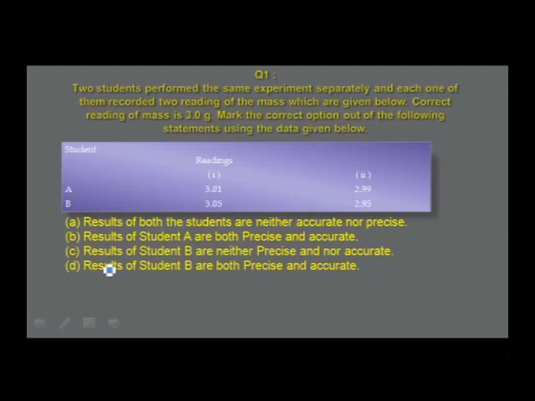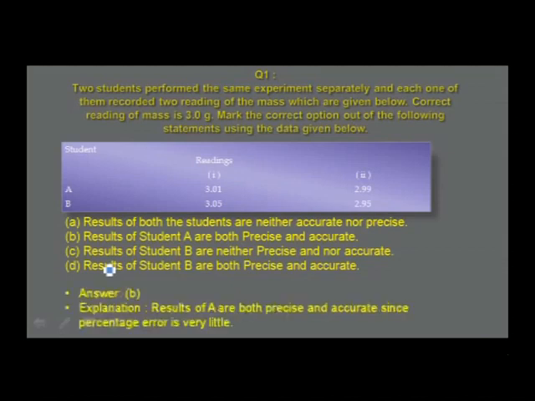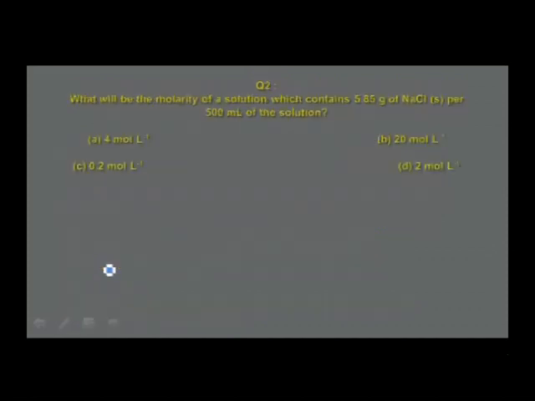You should notice that student A has performed this experiment to get the values 3.01 and 2.99, which are very close to each other, and they are in agreement with the actual value, that is 3.0 gram. Therefore, the answer is B, and the experimental percentage error is very little. Therefore, we consider the recordings of student A are both precise and accurate.